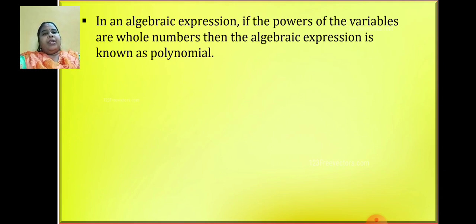In an algebraic expression, if the powers of the variables are whole numbers, then the algebraic expression is known as a polynomial. So what you need to remember is that if you want to find out whether the given expression is a polynomial or not, you just have to concentrate on the powers of the variables. All the variables which are involved in it, you just see the power. If it is a whole number, then it is a polynomial. Otherwise, it is not a polynomial. Okay, so this was the definition of polynomial.